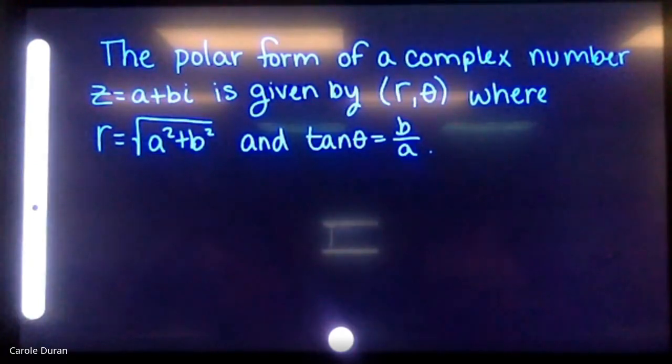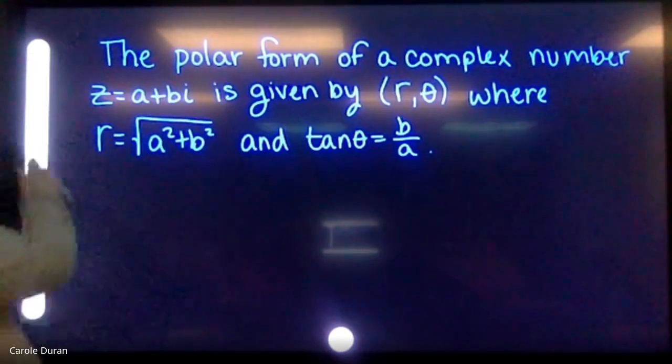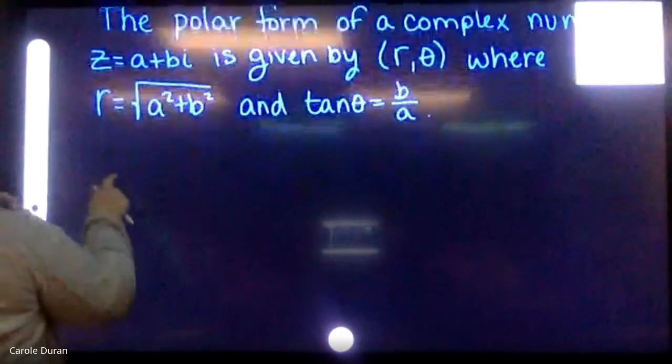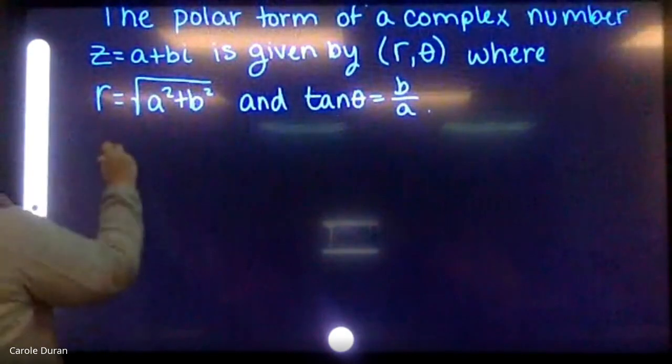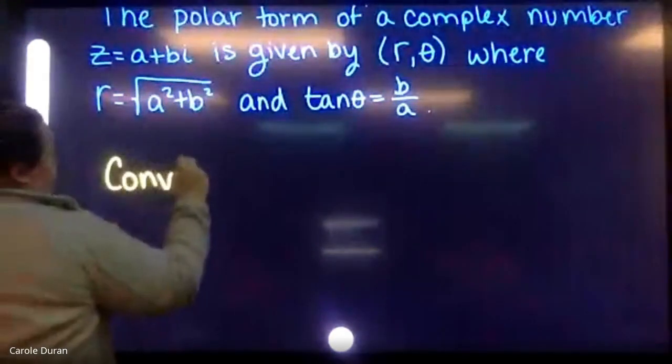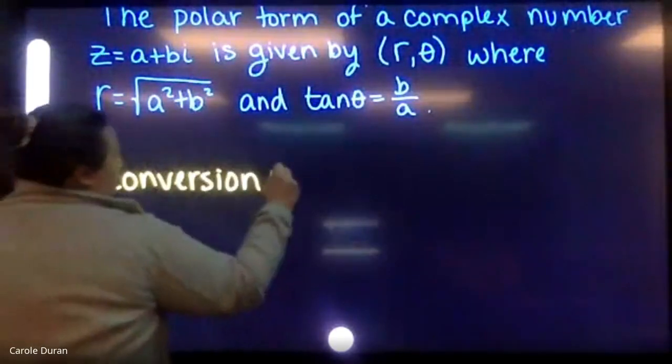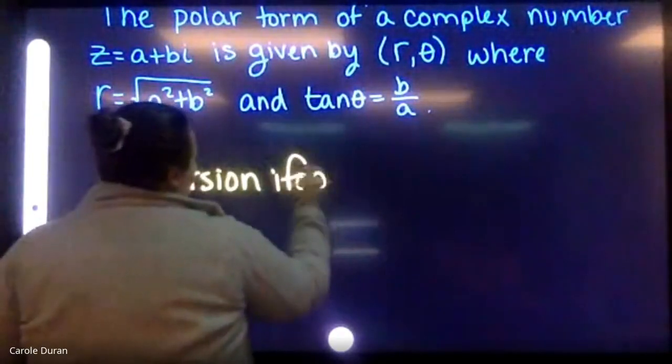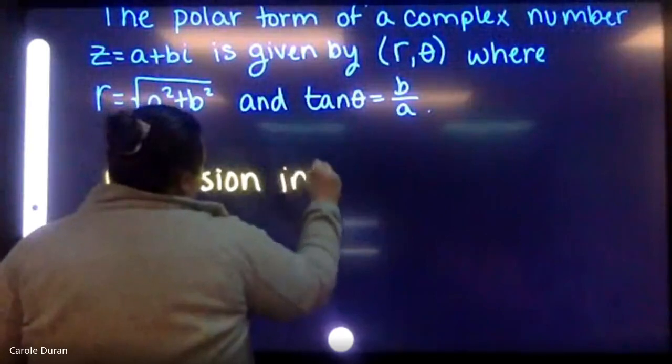So this says the polar form of a complex number z equals a plus bi is given by r comma theta, where r is the square root of a squared plus b squared, and tangent of theta equals b over a. This is all the same information that we used for polar coordinates before. We're just going to apply it to complex numbers now. So in the conversions, we're going to use these pieces of information. Just like I said, this is going to look like review for you.